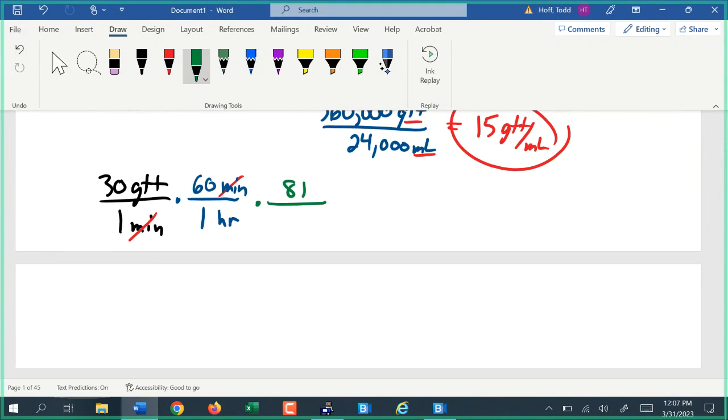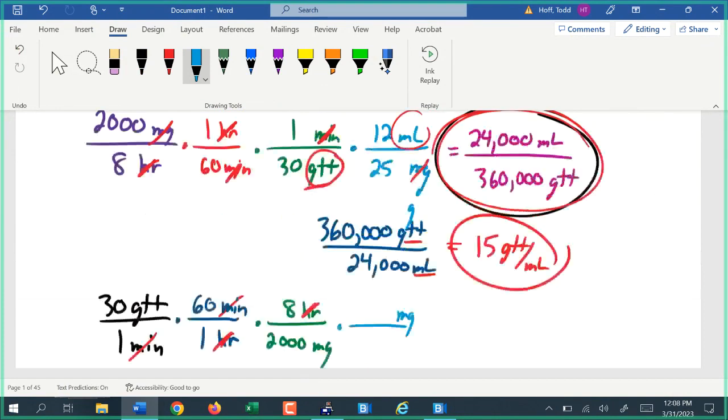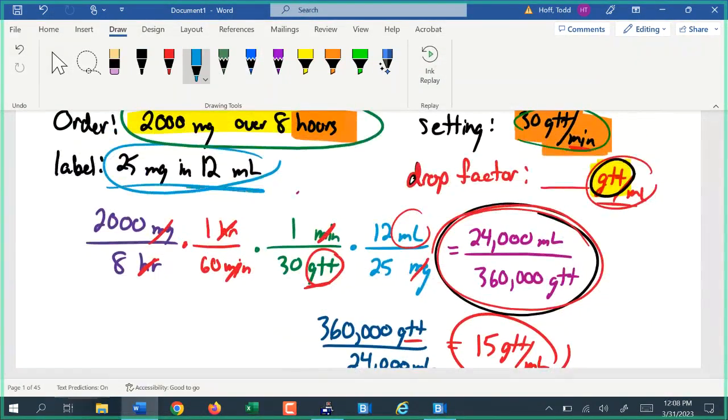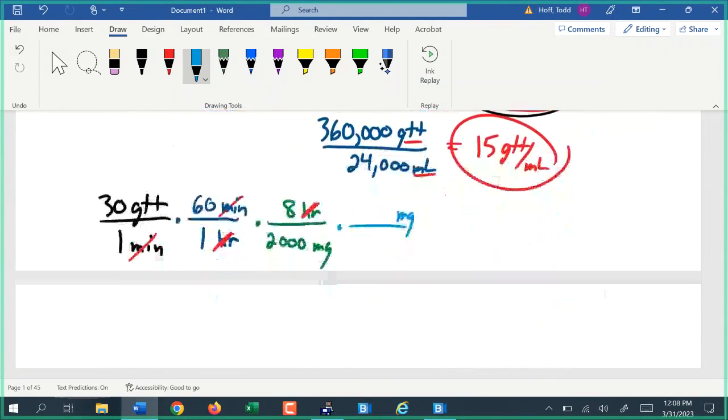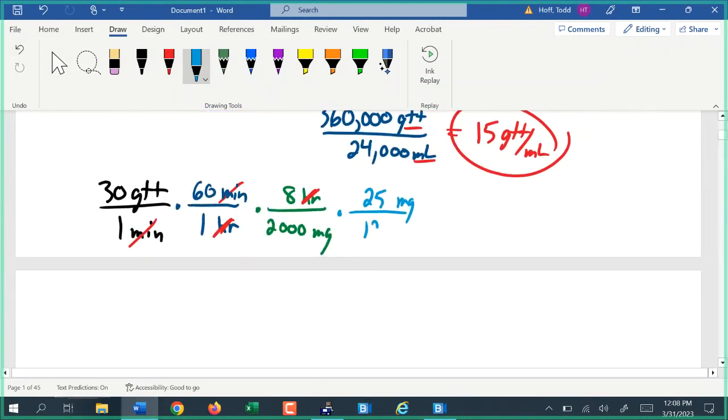So I'm going to put 8 hours on top and 2,000 milligrams on bottom. We know that 2,000 milligrams is equivalent to 8 hours of flow, no matter which order we put them, top or bottom. The hours cancel out. Milligrams are on bottom. Well, we want that to be milliliters, so we need to keep going with that. Put milligrams on top, and we see that we had that concentration, 25 milligrams in 12 milliliters. And now the milligrams cancel out.